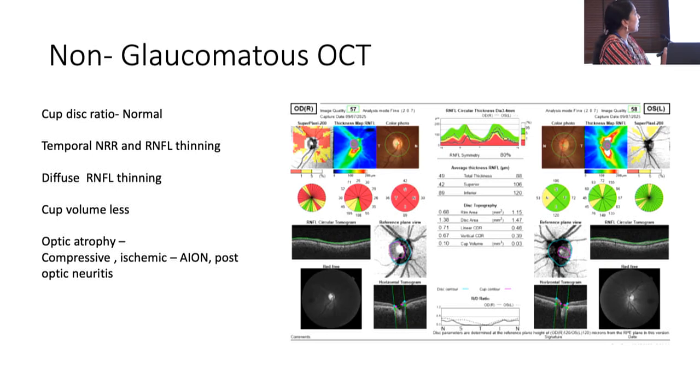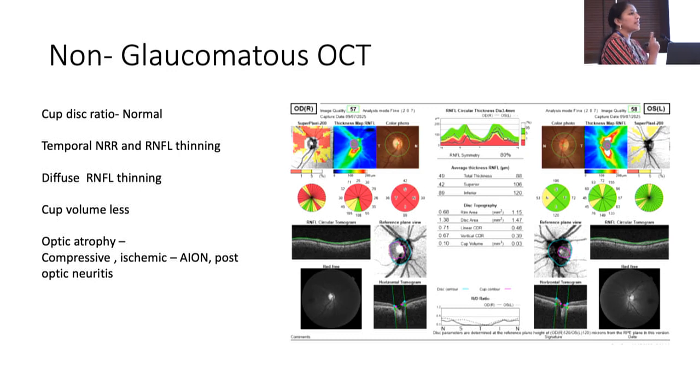So the cup-disc ratio will be normal. It will be given here. The NRR parameters will be given here in the OCT. So you have the cup-disc ratio will be normal. In non-glaucomatous cases, there will be more of temporal NRR thinning and temporal RNFL thinning will be there, or it will be a diffuse RNFL thinning.